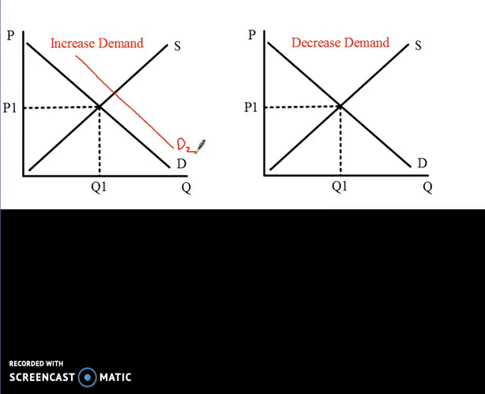And then what you do is you find the new equilibrium point. The new equilibrium point is going to be where the new demand curve, D2, intersects the supply curve, which did not move, and that's going to be this point right here. And then you come across and you mark what the new price is. New price is going to be, we'll call it P2, which is higher than P1. And then the new quantity is going to be Q2, which is also higher than Q1.